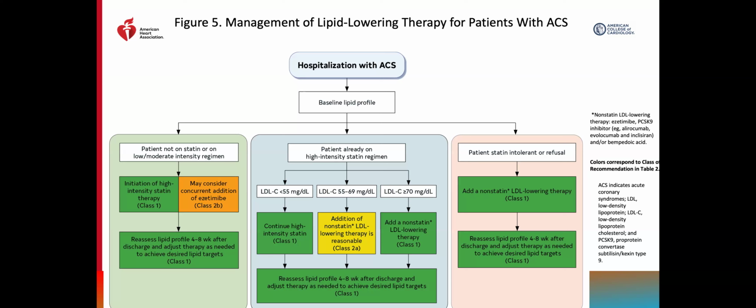If the patient's already on a maximally tolerated statin regimen, if the LDL is still more than 70, inclusive, add a non-statin therapy. That's a class 1 recommendation. If the LDL is 55 to 69, consider adding a non-statin LDL lowering therapy. That's a class 2A recommendation. If the LDL is less than 55, then there's nothing to add. Just continue the statin, class 1 recommendation. If the patient is statin intolerant or declines to take a statin, add a non-statin LDL lowering therapy. That's a class 1 recommendation.